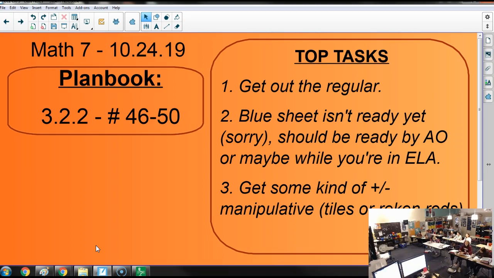So I will try to get you your blue sheets either while you're in language arts, because I don't teach anybody right after you, and I can very quickly finish it and copy it, or if that doesn't happen, or if you're too busy in LA for me to interrupt, come get it at AO. I'll have them where the blue sheets normally live. If you don't have AO, come get it at reading.